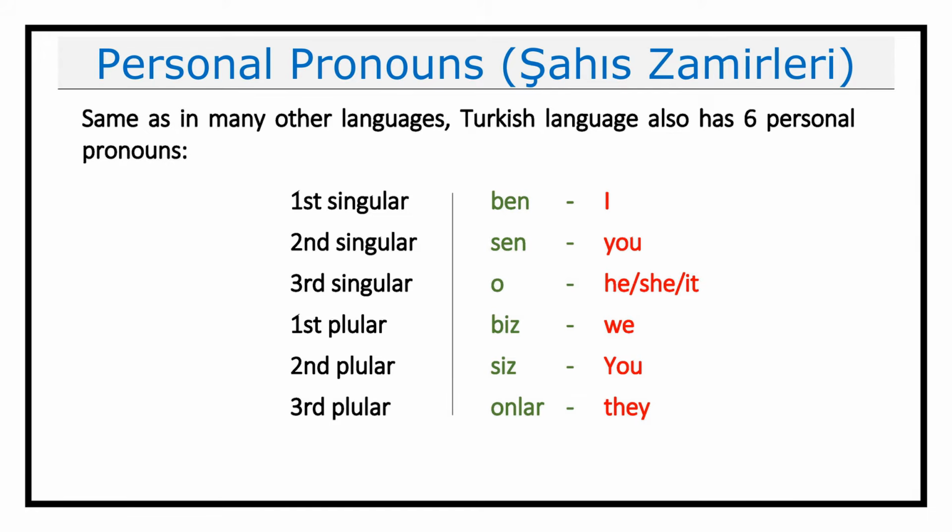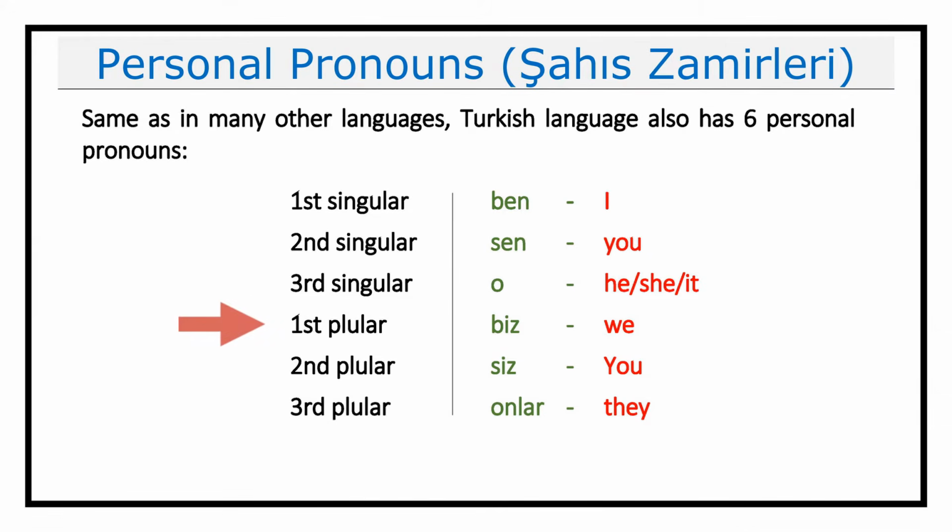You might already know or guess that pronouns in Turkish language are very similar to pronouns in other languages. They are somehow universal. So, same as in many other languages, Turkish language also has 6 personal pronouns. Accordingly, the first person singular is ben, I. The second person singular is sen, you. The third person singular is o, which means he, she, or it.